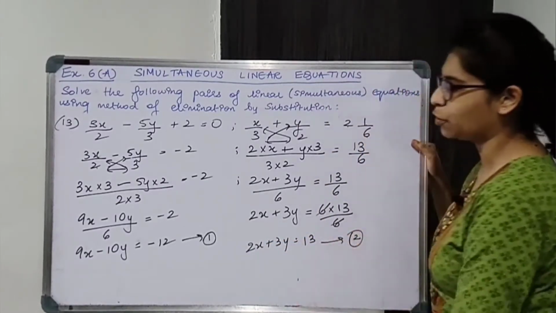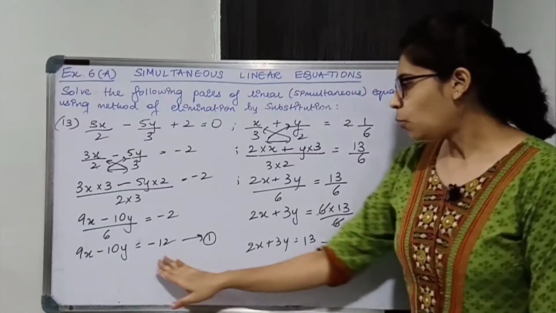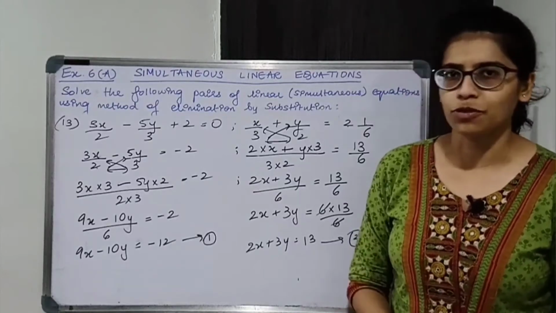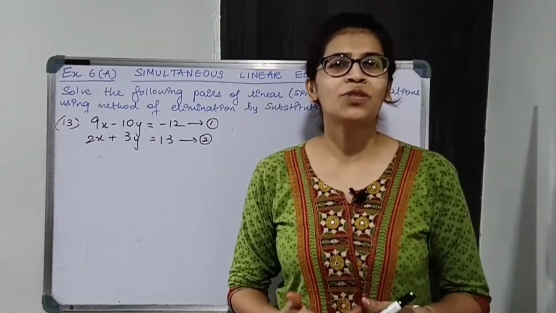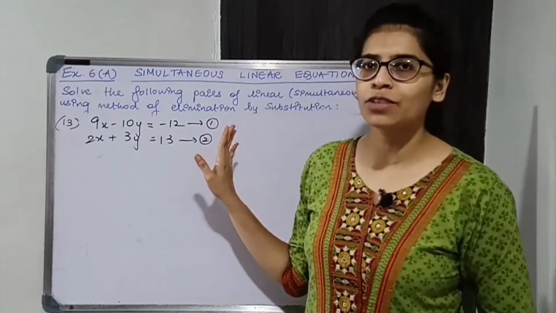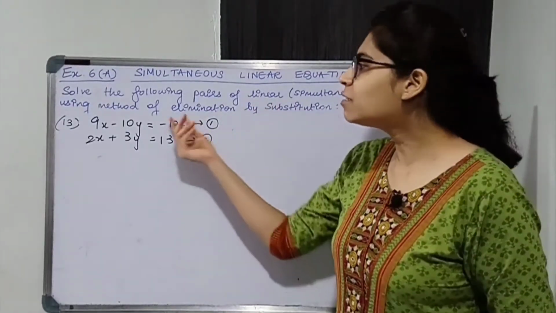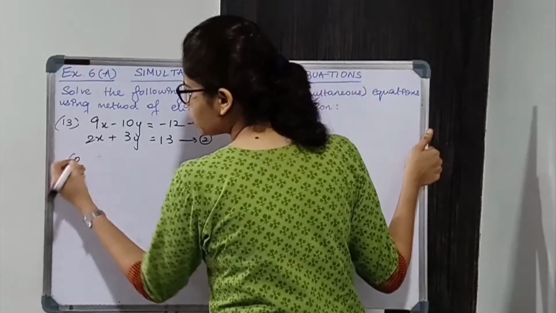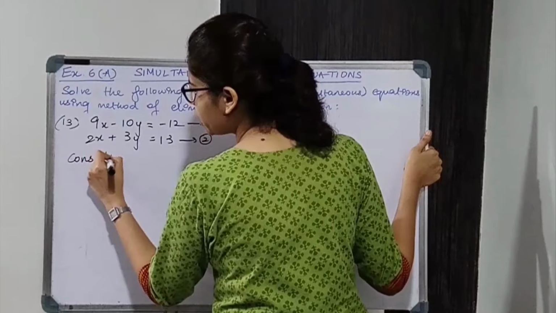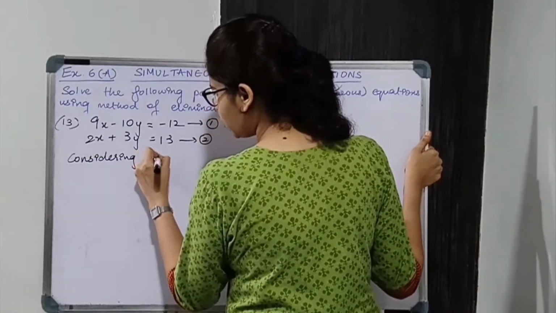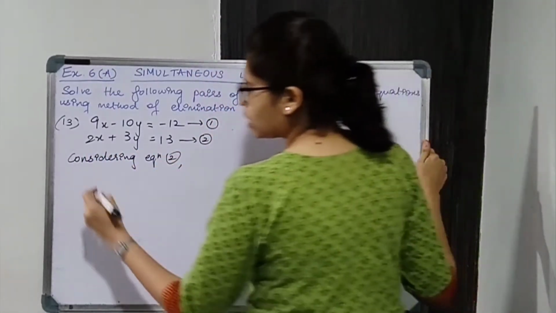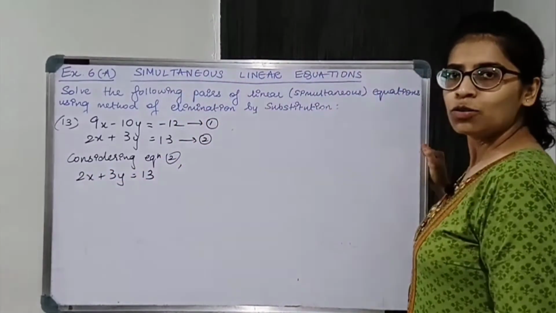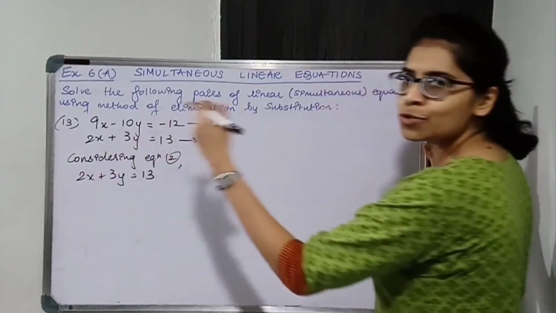Number this as equation 2. Okay, now we'll consider either of the two equations and express y in terms of x or x in terms of y and substitute. Now it's very easy. We have two equations, we have numbered the equations. Next step, we'll consider either of the two equations. So let us consider equation number 2. Okay, you can also consider equation 1 depending on your choice. Considering equation 2, so we have 2x plus 3y is equal to 13. Now this time let us express y in terms of x.